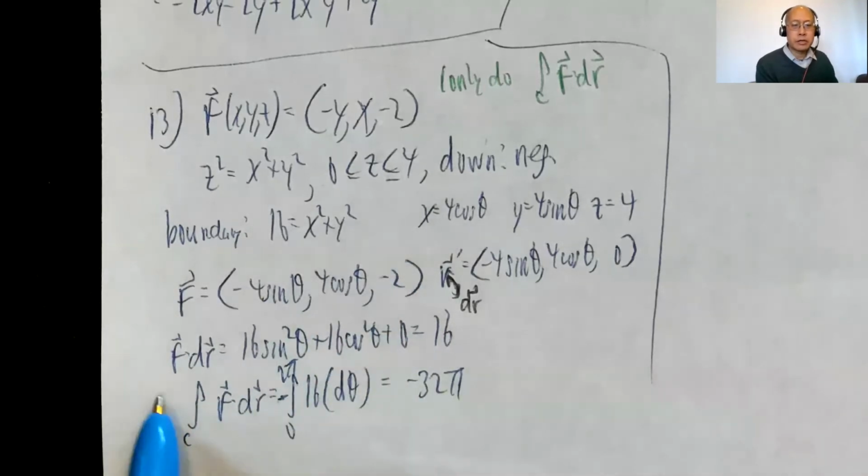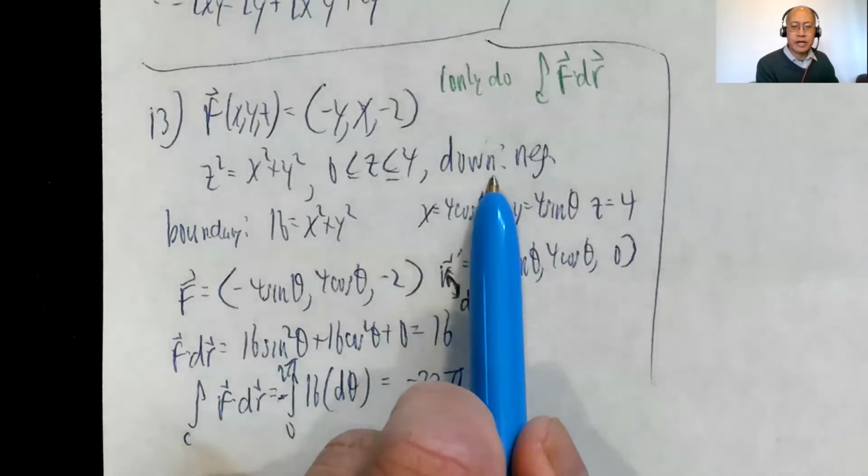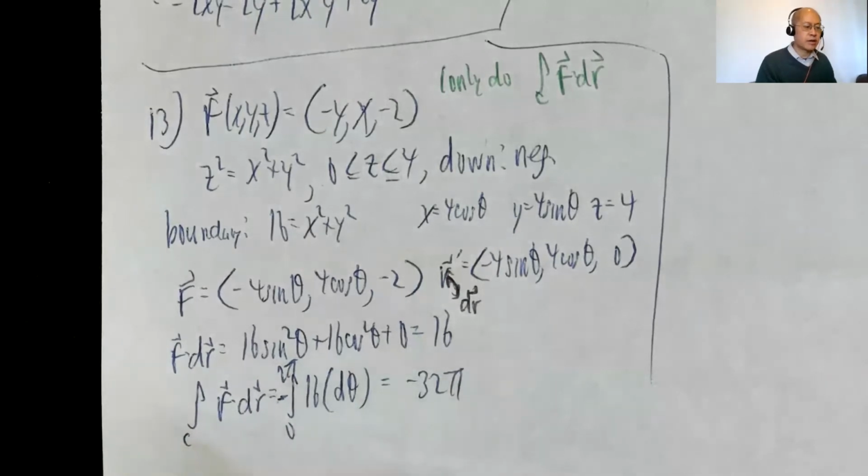All right, so the integral of F dot dr is negative because it says downward. Negative the integral of 16 d theta from 0 to 2 pi. So multiply this, negative 32 pi.